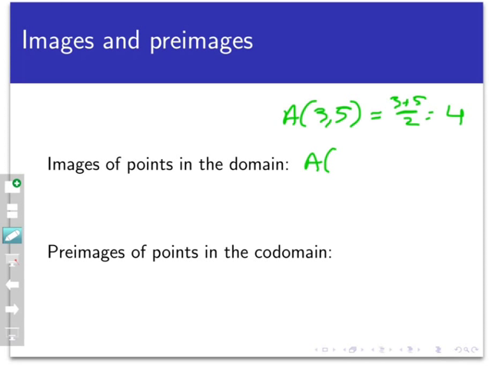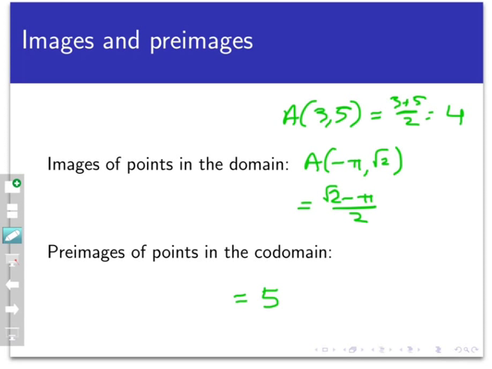What is A of (negative pi, square root of 2)? We don't have to use all integers for this. Well, that would be (square root of 2 minus pi) divided by 2, whatever that is. It's a real number, and it does exist. This is a well-defined real number. So I think we get how to find images of points in the domain here. What about pre-images of points in the codomain? Well, let's just pick a number in the codomain. That would be just any real number whatsoever. Let's take just something simple like 5.